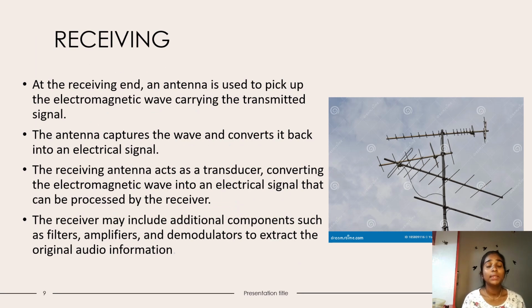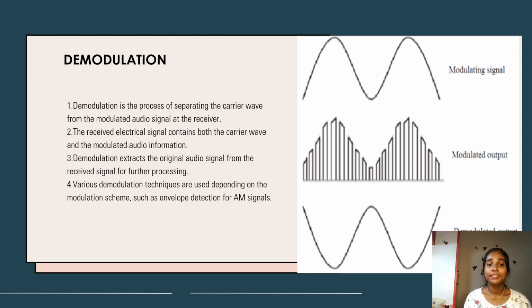The wave that is transmitted in the propagation period is received at the antenna, which is also called the receiving end. It takes the electromagnetic wave and converts it into electrical signals. That is, electromagnetic waves are converted to electrical signals. This is done in the receiver. What exactly happens in the receiver is what we studied in the demodulation process.